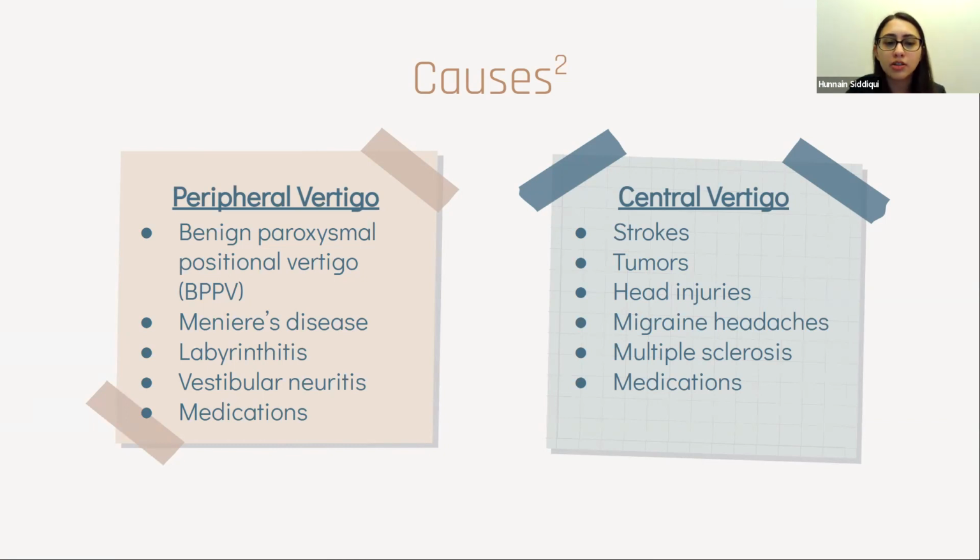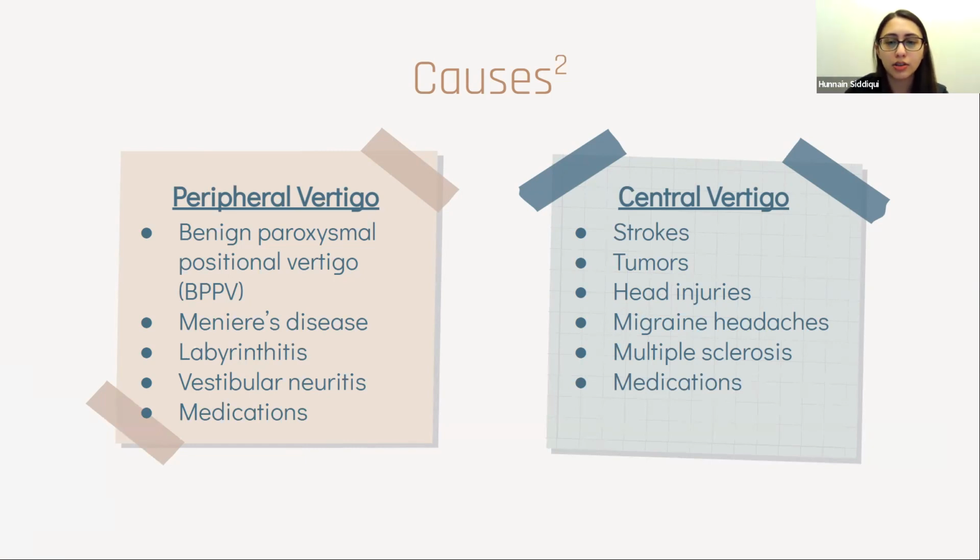So moving on to central vertigo, some of the causes of that can include stroke. So that can be both ischemic or hemorrhagic. An ischemic stroke is essentially when you have something blocking off blood flow to the brain. That can be like a clot, which is typically why we use clot busters to relieve that. And then your other type of stroke can be hemorrhagic. And so that's basically where you have a blood vessel in the brain rupture.